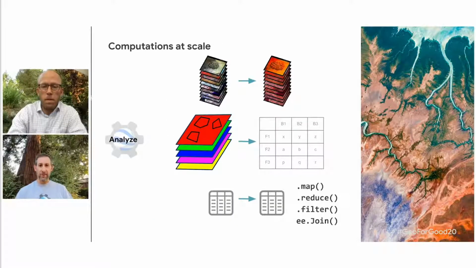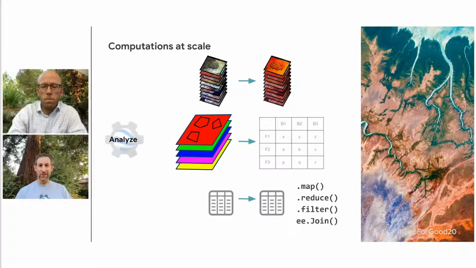Now, once you have all the data you need, Earth Engine offers a powerful range of functionality for analyzing that data. Here's an illustration of the 3 major kinds of operations that Earth Engine can perform at scale. We have operations that transform images to derived images, ways to use geometry information to produce summary tables of data from images, and then operations that work on tables.